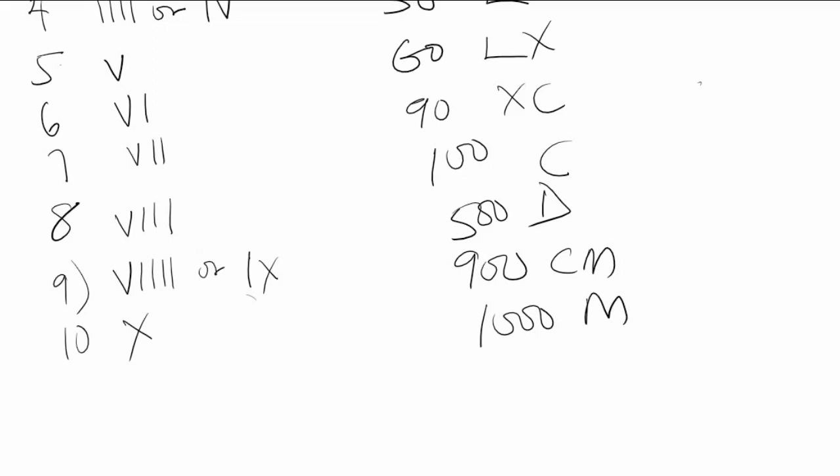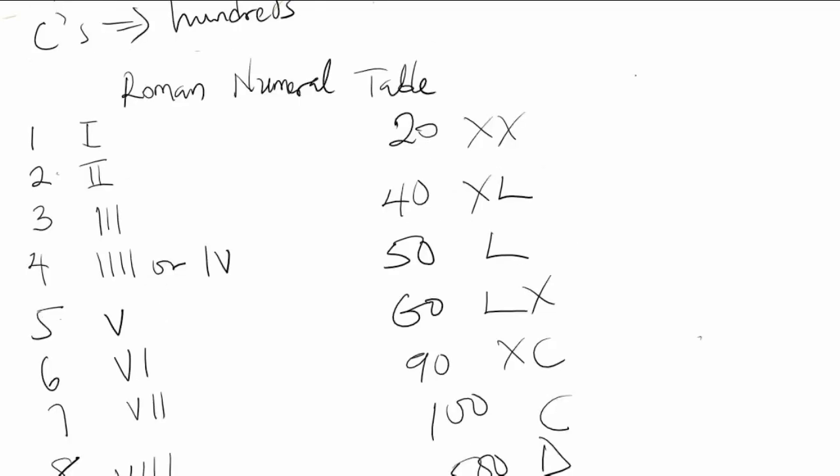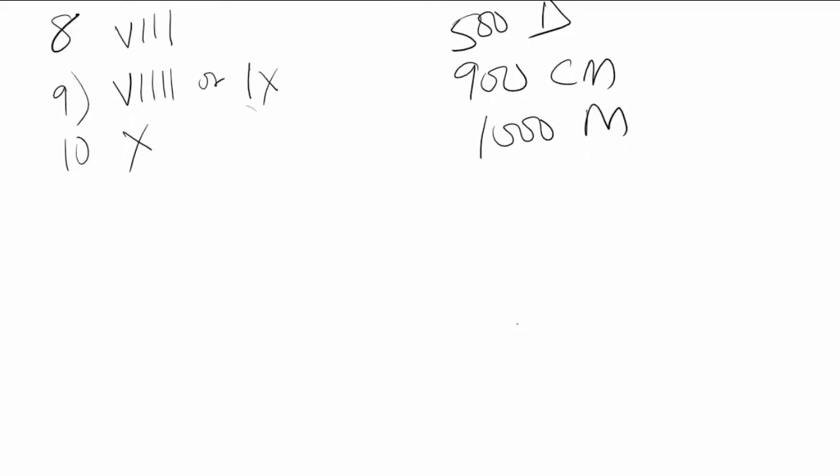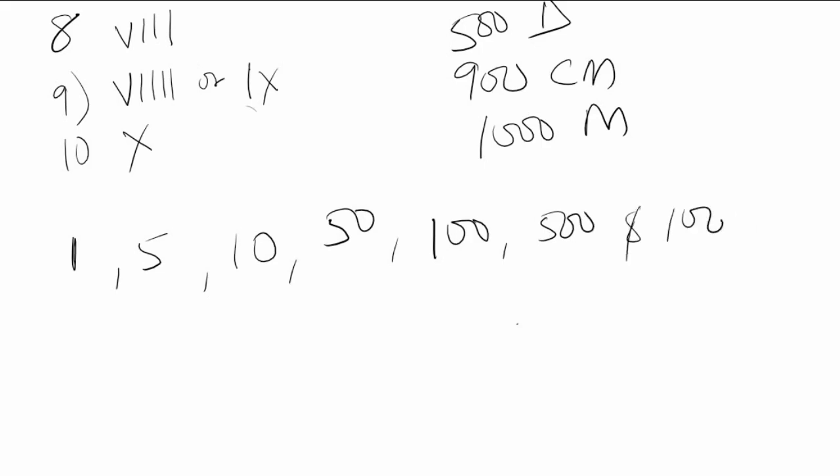This is the Roman numeral table for reference, and I want you to take note of some very important numbers. Now, what are these numbers? 1, 5, 10, 50, 100, 500 and 1000. I want you to take note of these numbers because they are very important in the Roman system. They are pivot numbers from which other numbers can be built, can be derived.